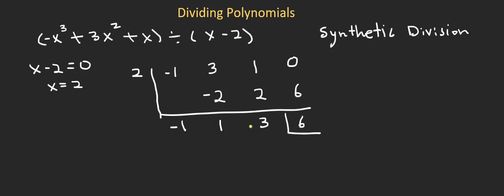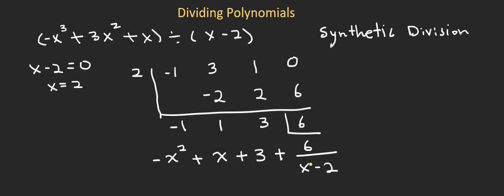6 is our remainder. And these are the coefficients of negative 1x squared, positive 1x, and then this is a number. And then you have a remainder. So plus 6 over, what was our divisor? x minus 2. And notice, we got the same answer previously using long division. So synthetic division is a shortcut of long division when the divisor has an exponent of 1.